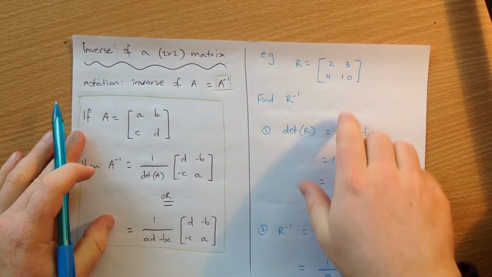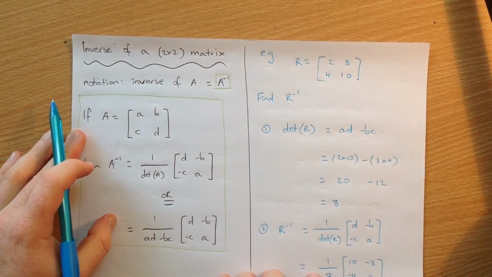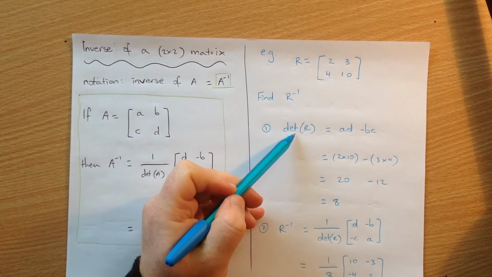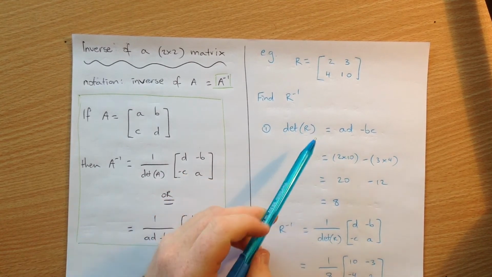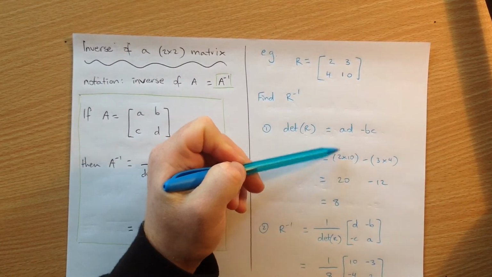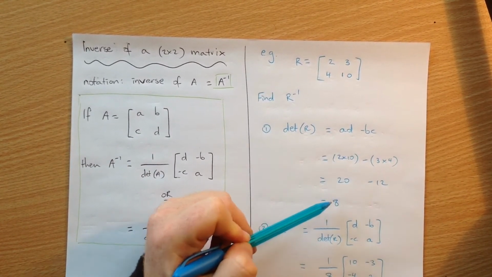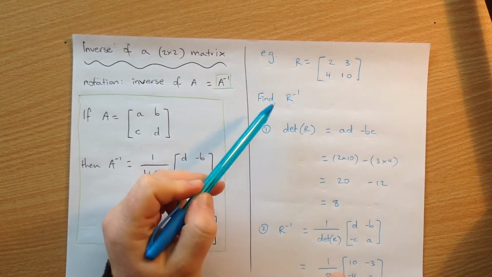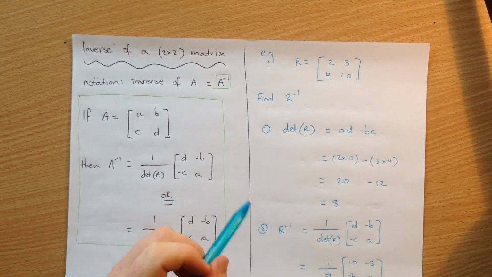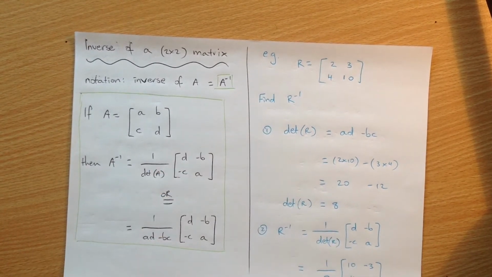So let's do that together. Here's R, 2, 3, 4, 10, and here's my inverse. I'm going to find the inverse of R. So first I'll find my determinant of R. The determinant of R, you remember, AD minus BC, 2 times 10 minus 3 times 4. So 20 minus 12, which was 8. So the determinant of R equaled 8.